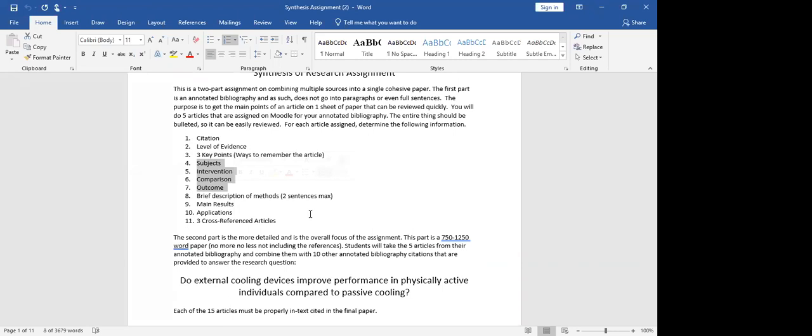Comparison group then is whatever they're comparing it to. There's always got to be some sort of comparison occurring there. And so we need to know whether they're comparing this to a more true control or to another intervention. That's the main thing you're looking for. Is this compared to doing nothing, or is this compared to maybe another cooling device? Because that's obviously going to affect the results drastically.